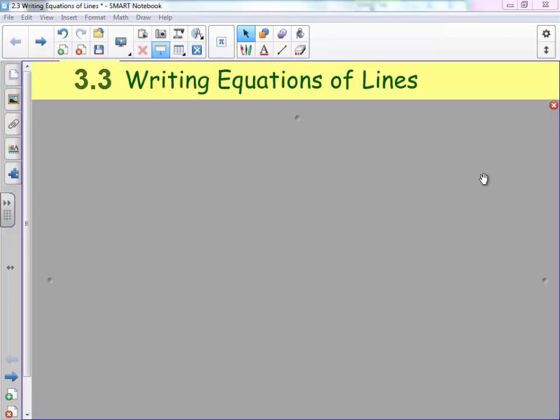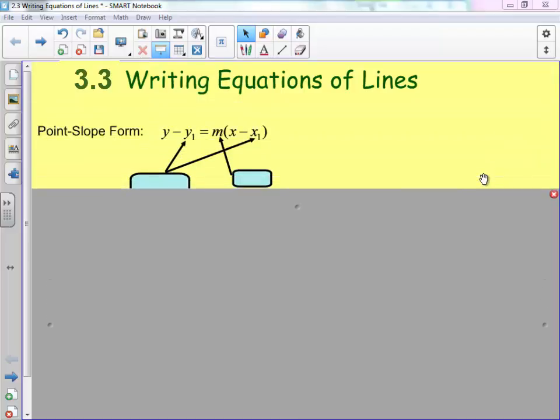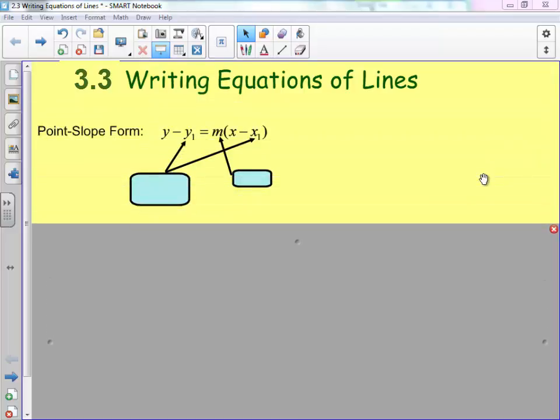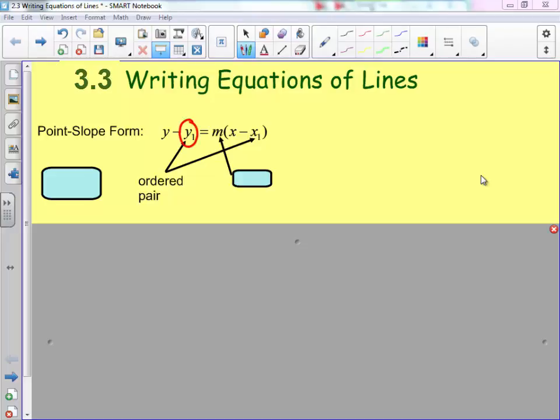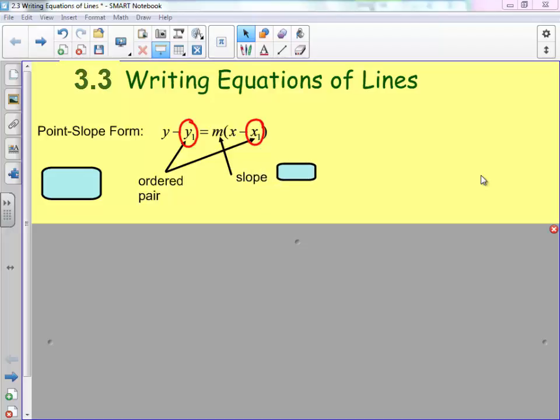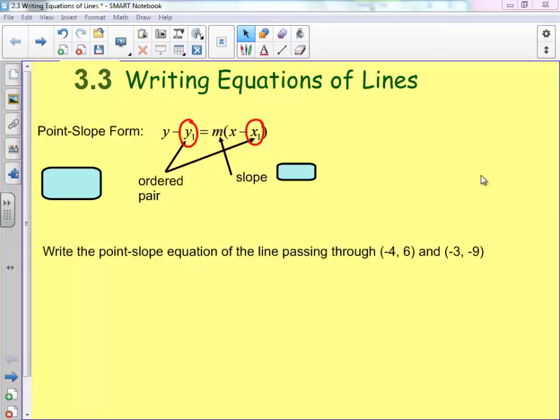Writing equations of lines. So first off, our first equation we're going to deal with is the point-slope form. Remember from the last two sections we've done, if there is a subscript with your x and y, that's just going to be an ordered pair. So when you have your ordered pair, we are substituting in your y value here, x value here. And from our last section, section 2, m is our slope. So we're going to use this equation to write equations of lines that pass through some points.